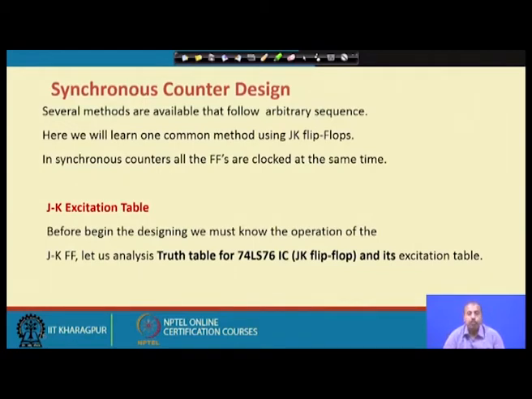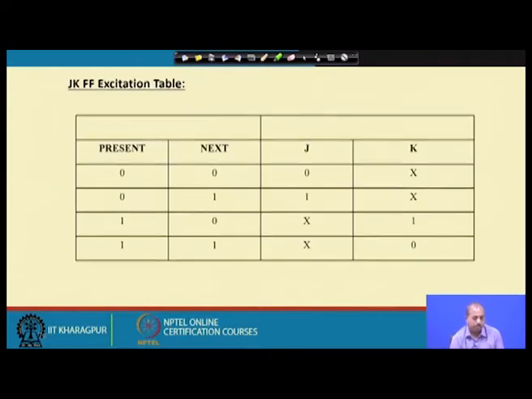We will first see a JK flip flop based implementation. Since it is a synchronous design, all flip flops are clocked at the same time. We do not have any opportunity to manipulate the clock signal. The clock signal is common and is fed from the same source to all the flip flops. So, all you can do is control the J and K inputs of these flip flops to get your desired sequence. The JK excitation table is known to us.